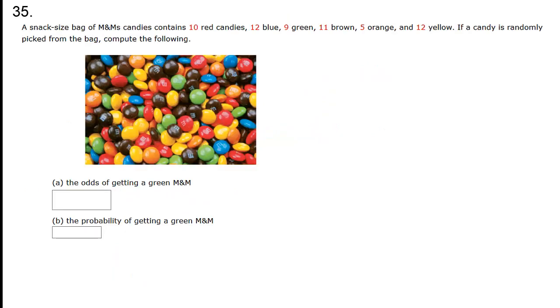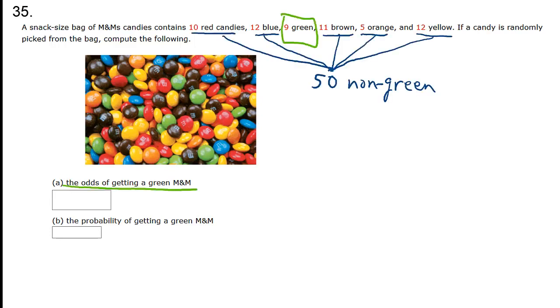A snack-sized bag of M&M candies contains 10 red candies, 12 blue, 9 green, 11 brown, 5 orange, and 12 yellow. If a candy is randomly picked from the bag, compute A, the odds of getting a green M&M. Okay, green. There are 9 green, and if you add up all the other numbers, there are 50 that aren't green. When you're asked about green, you don't care about the other colors. You just want to know how many there are. So there are 9 green and 50 not green.